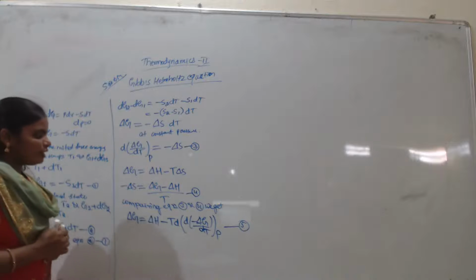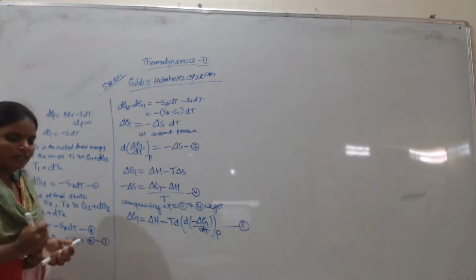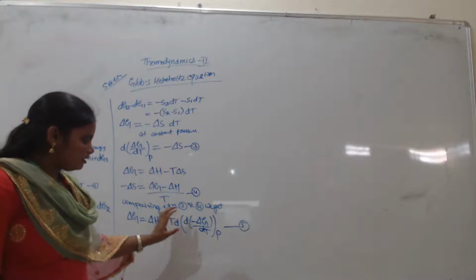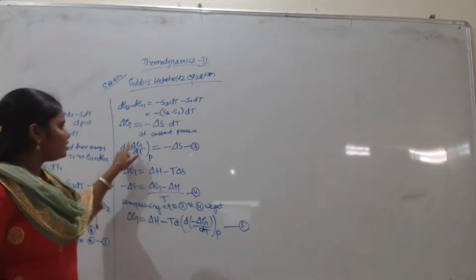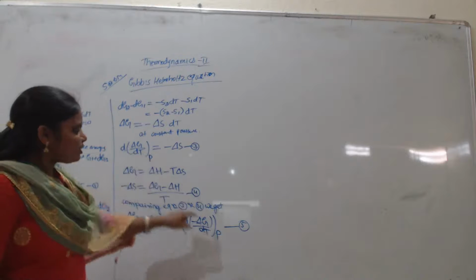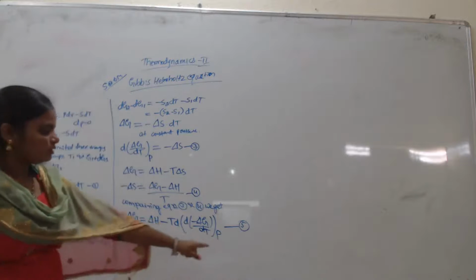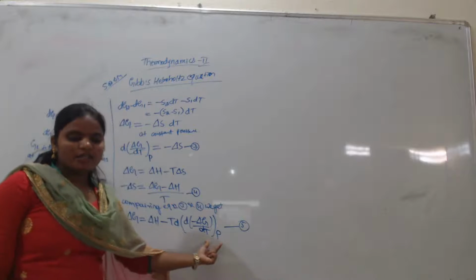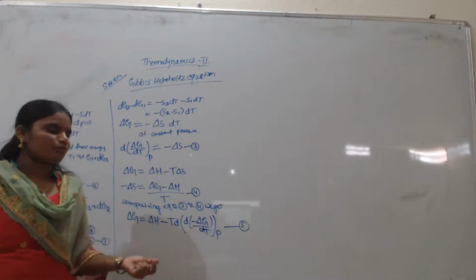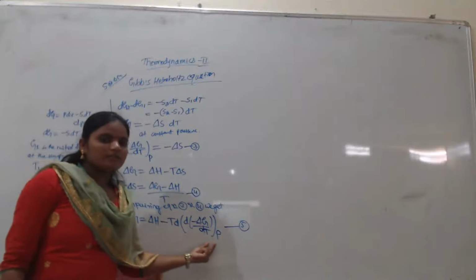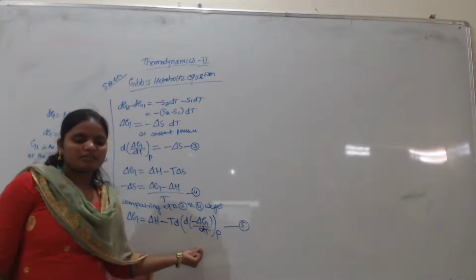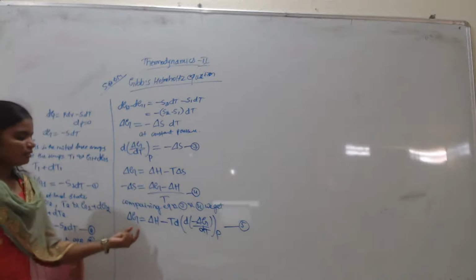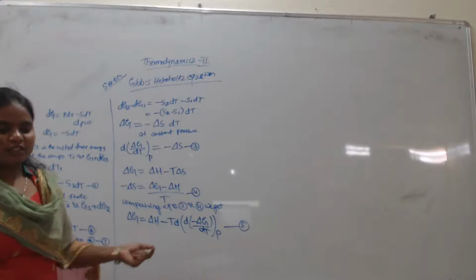According to equation number 5, delta G is equal to delta H minus T d(delta G)/dT at constant pressure. Pressure is taken as constant. Equation number 5 is referred to as the Gibbs-Helmholtz equation. That is the Gibbs-Helmholtz equation in terms of the free energy, and only in terms of the free energy.